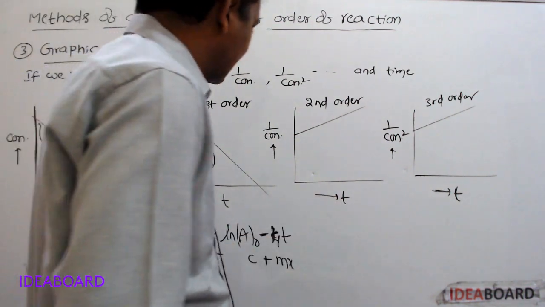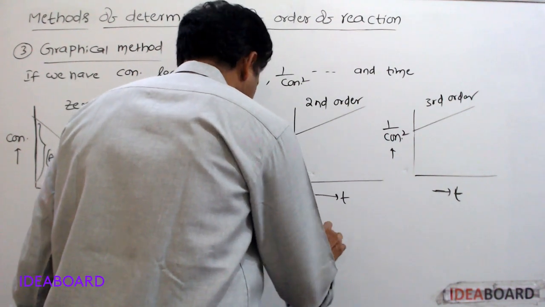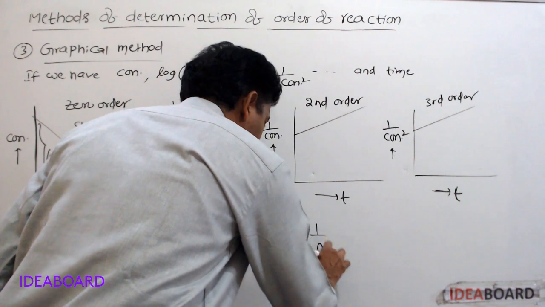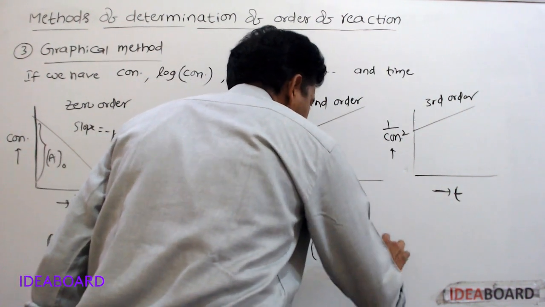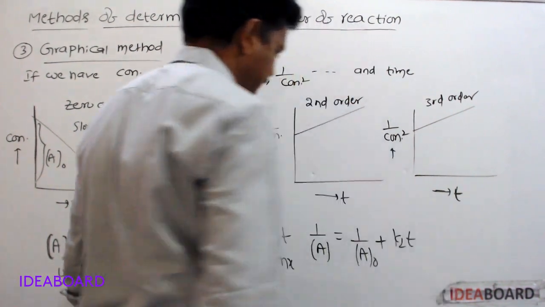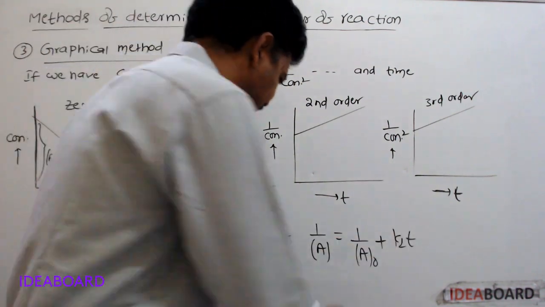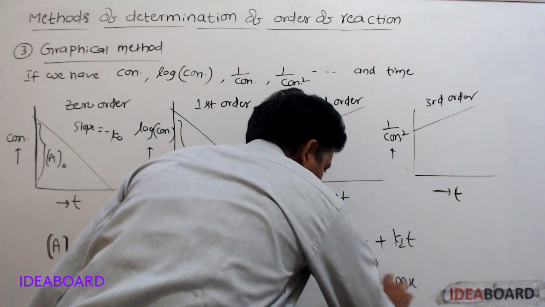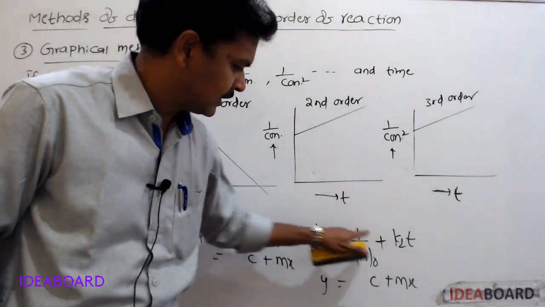Next, the second order rate equation. We have this formula: 1/[A] = 1/[A]₀ + k₂t. This is of the form y = mx + c.